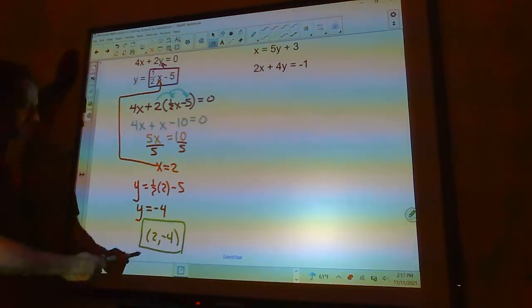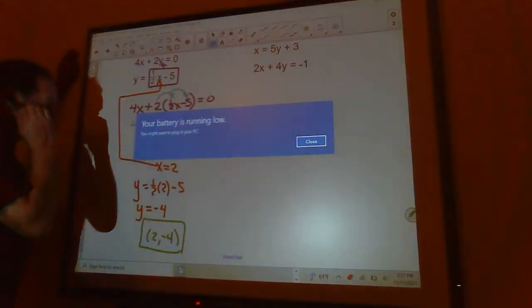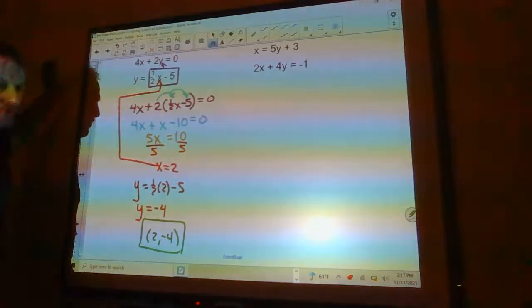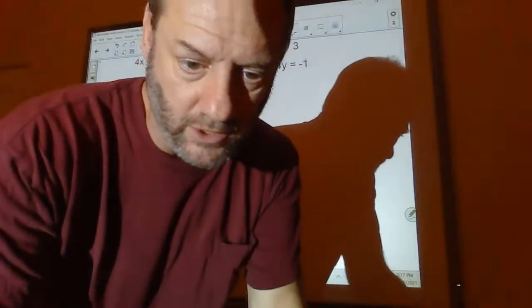So let's plug it in and see if it works. If I plug in 2 for x, I should get 4. I'm going to have to pause this and plug in, so hang on here just a second.